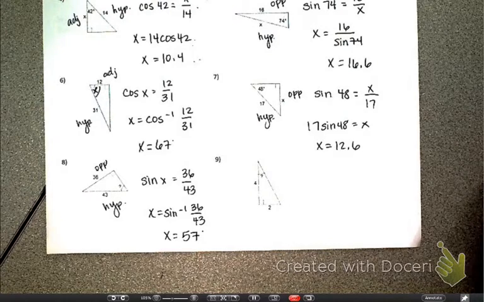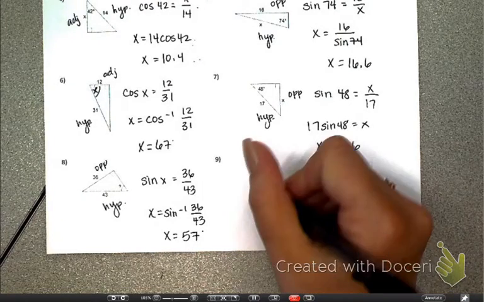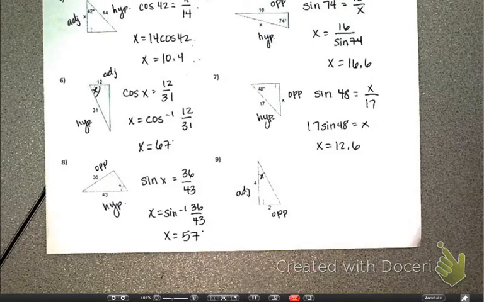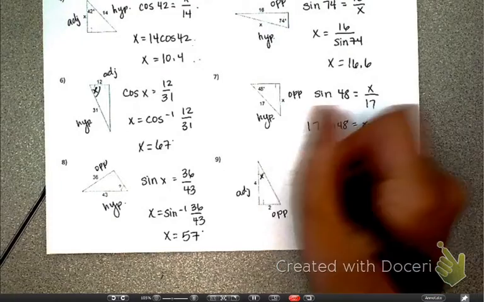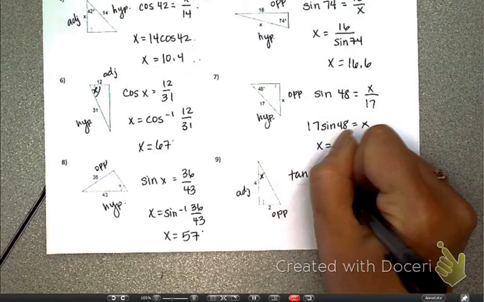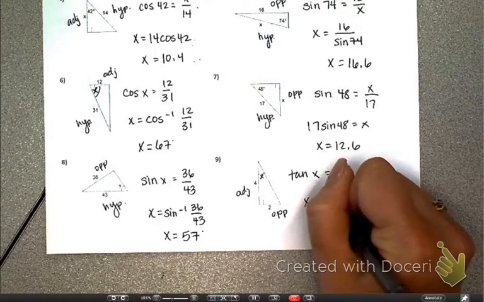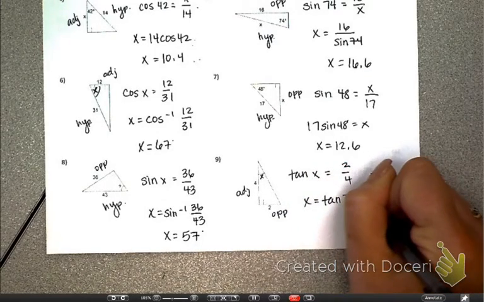Okay, number 9. Here we have the opposite and the adjacent. Opposite and adjacent is tangent. So the tangent of x equals the opposite over the adjacent. X equals the inverse tangent of 2 over 4.